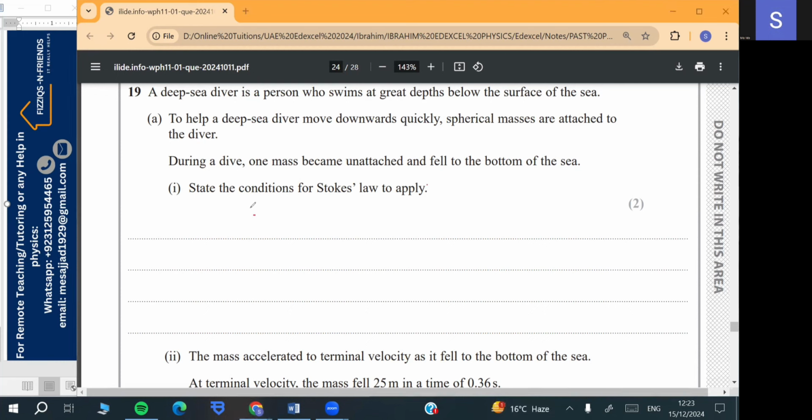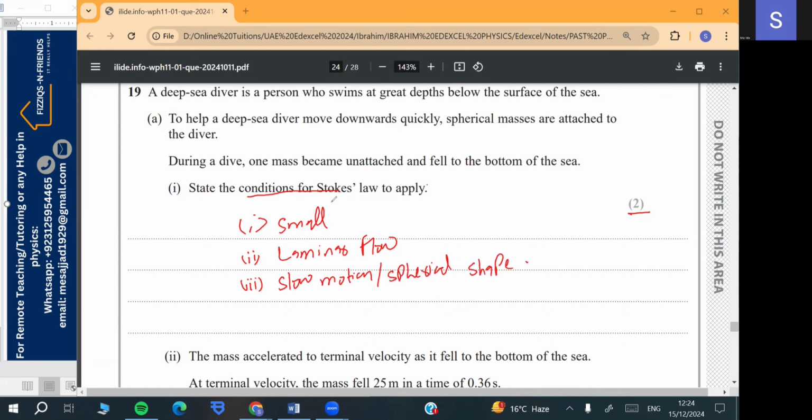Since they have not mentioned one condition or two, they have mentioned conditions for Stokes' law, so you need to mention all three conditions. One, the body must be small, with a small radius. The flow should be laminar, and the motion should be slow, with a spherical shape.